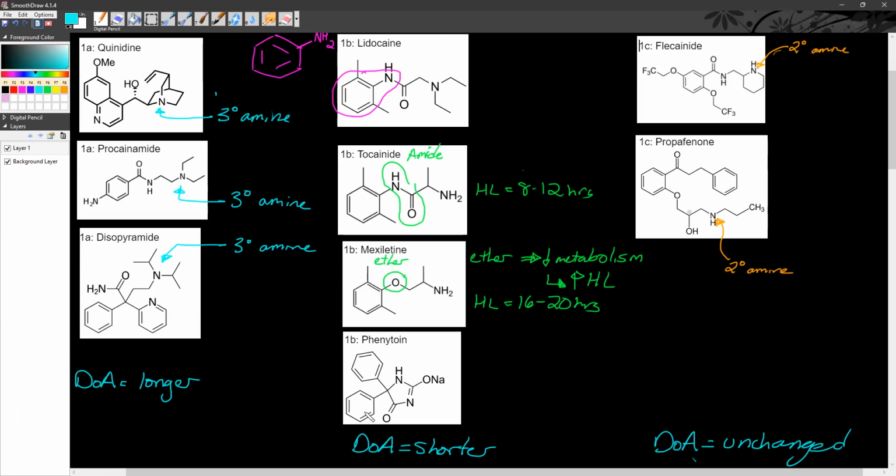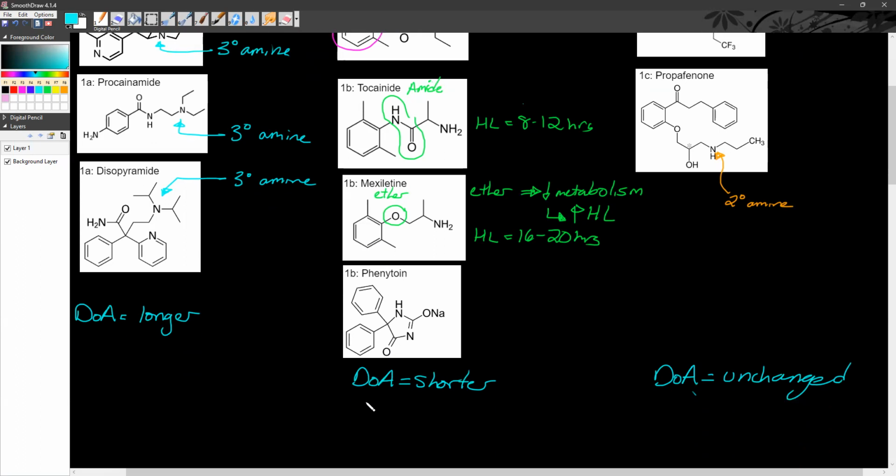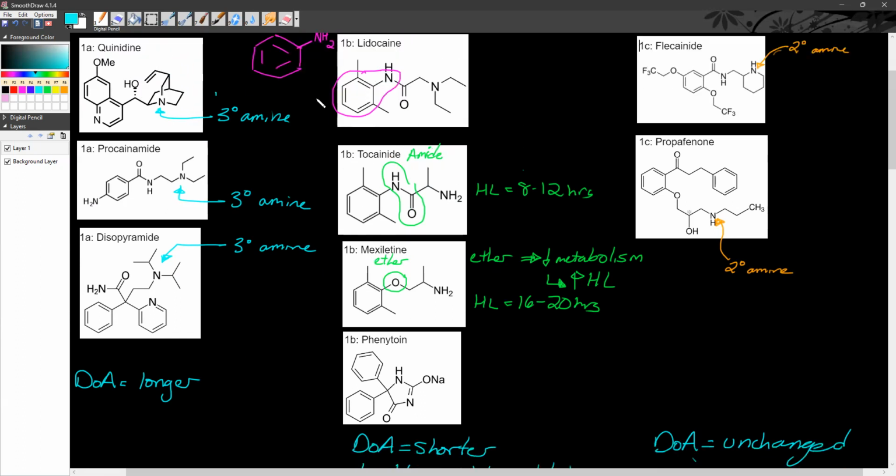So comparing 1A and 1B, why does 1B have such a shorter duration of action versus their brothers and sisters in 1A or 1C? Exactly. Remember, duration of action is a function of metabolism. So in the 1B class, they all have this easily hydrolyzable amide that could be metabolized by amidase. And so this aniline moiety is going to be super, super easy to break down, which is why on average, the 1B molecules have a very, very short duration of action.